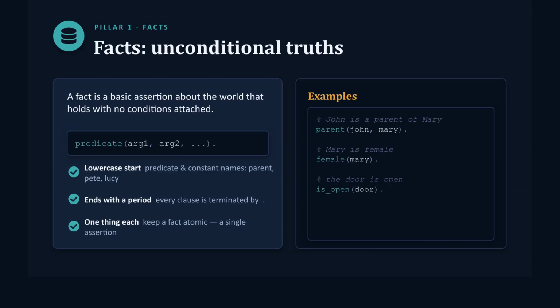A fact is an unconditional truth, a basic assertion about the world. The syntax is simple: a predicate name, then arguments in parentheses, ended with a period. 3 rules of thumb. Predicate names and constant values start with a lowercase letter, so parent, pete, and lucy are all valid. Every clause, including a fact, ends with a period. And each fact should state one single thing. Think of a fact as a single, indivisible row of knowledge that Prolog can match against later.